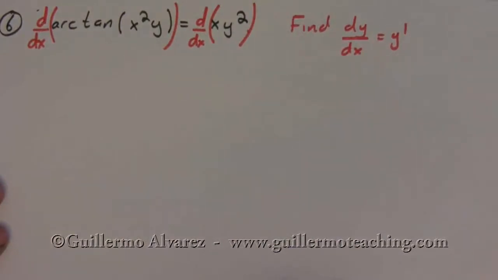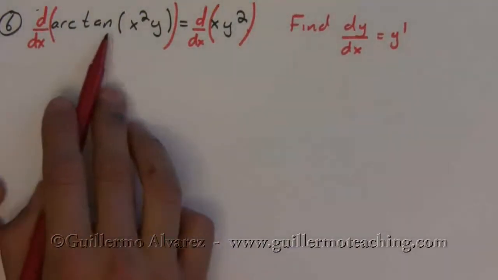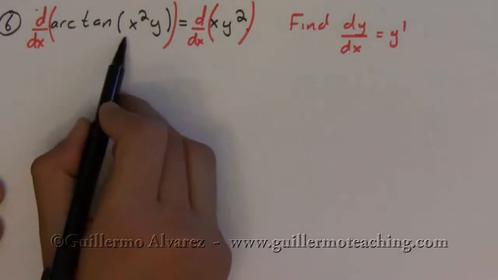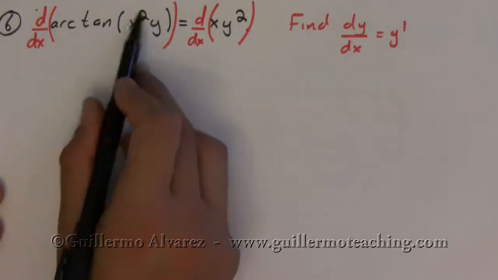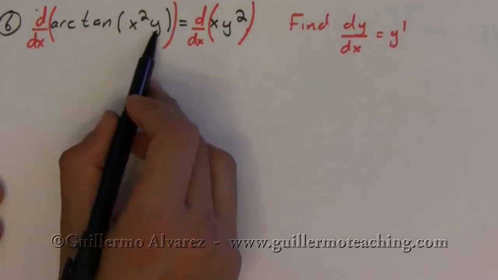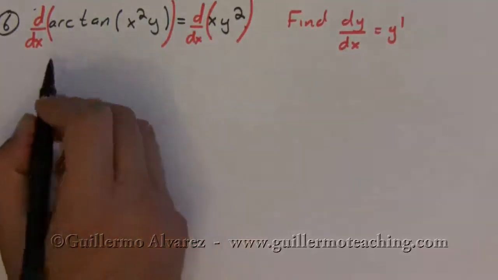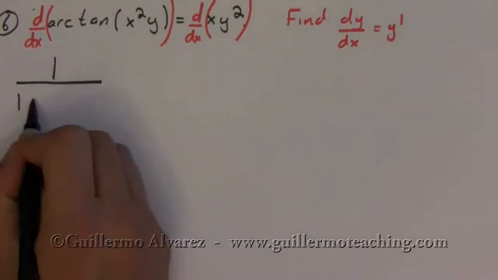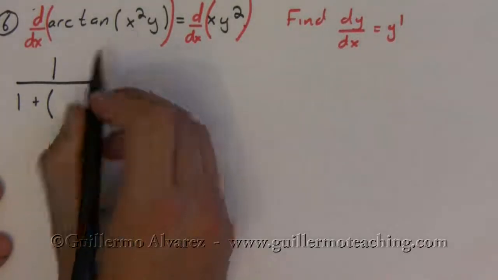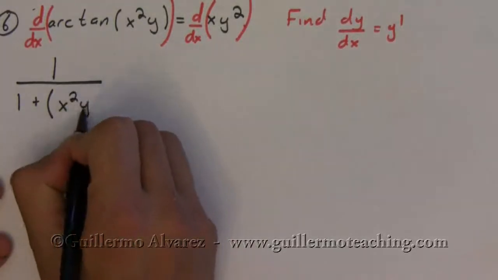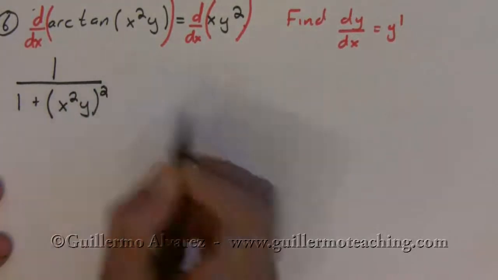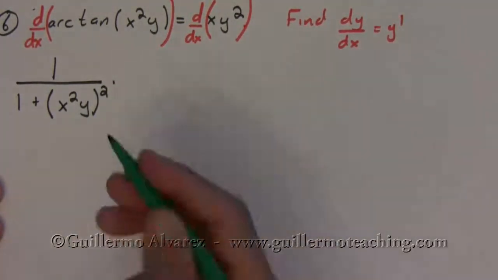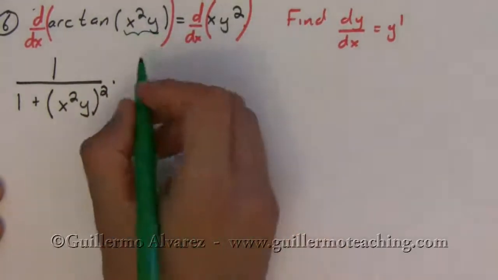to x. And so you have to remember the derivative of arctangent. The derivative of arctangent is 1 over 1 plus x squared. Now here the argument is x squared y, so we'll have to use the chain rule. So we'll have 1 over 1 plus, instead of x squared, it'll be x squared y squared, times the derivative of the inside.